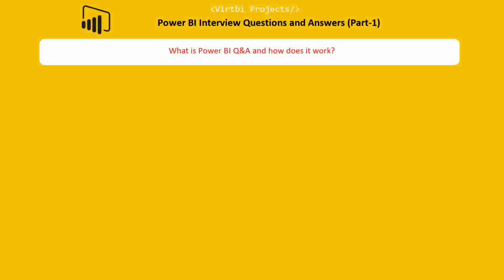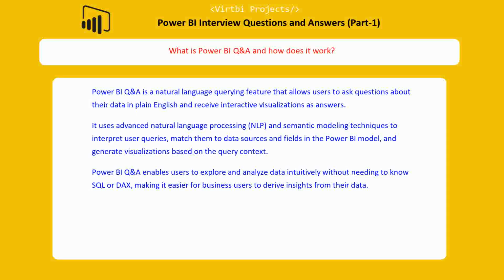What is Power BI Q&A and how does it work? Power BI Q&A is a natural language querying feature that allows users to ask questions about their data in plain English and receive interactive visualizations as answers. It uses advanced natural language processing (NLP) and semantic modeling techniques to interpret user queries, match them to data sources and fields in the Power BI model, and generate visualizations based on the query context. Power BI Q&A enables users to explore and analyze data intuitively without needing to know SQL or DAX, making it easier for business users to derive insights from their data.